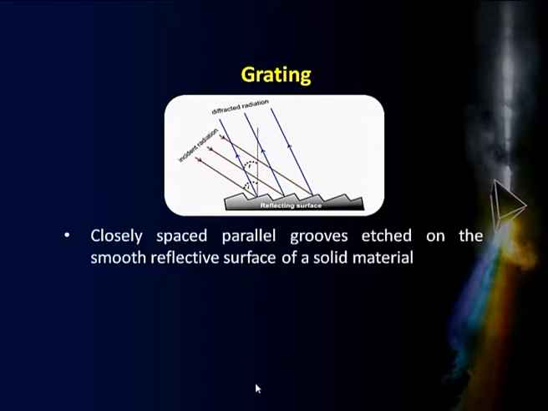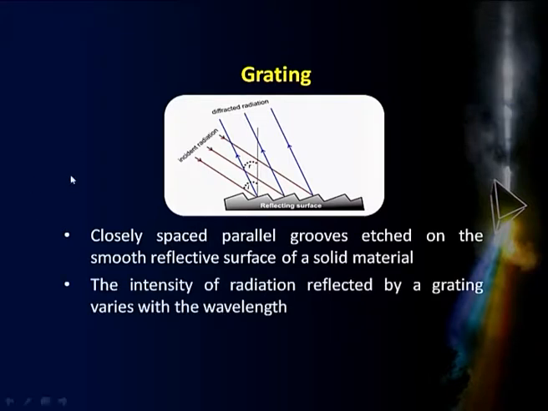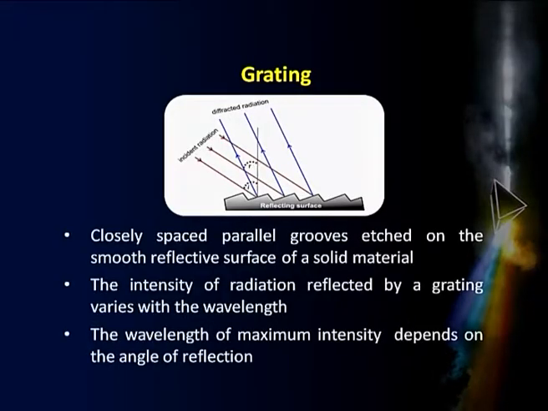The second kind of monochromators are based on the grating. I am sure that in your school physics you learnt about gratings. A grating basically is a set of closely spaced parallel grooves. That means, you take a smooth surface of a solid material and etch parallel grooves on it. Okay. So, when radiation falls on that, it gets reflected by the grating, and the intensity of the reflected radiation varies with the wavelength. That is the basic premise of a grating's working. The wavelength having maximum intensity will depend on the angle at which the reflection takes place. So, that is a device called a grating, and it is used to create a monochromator.